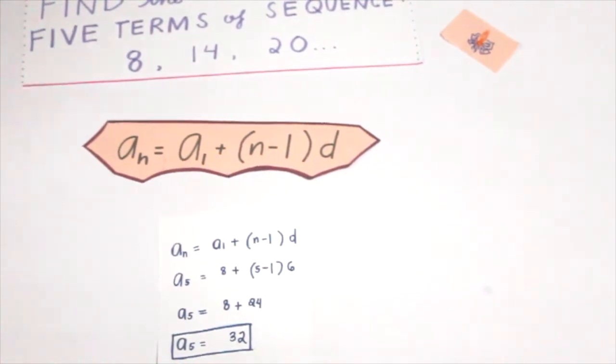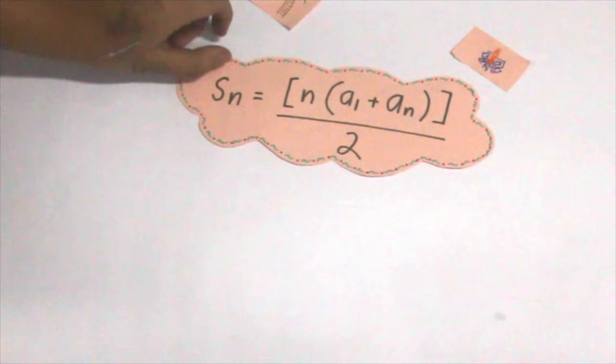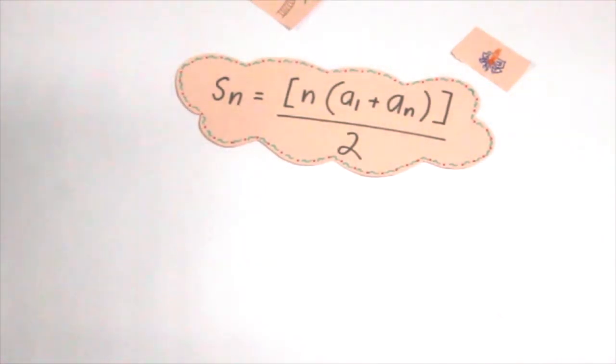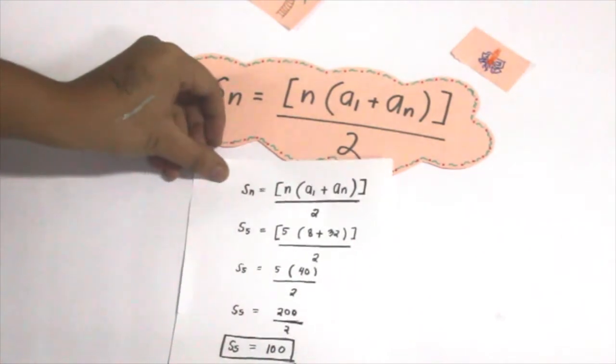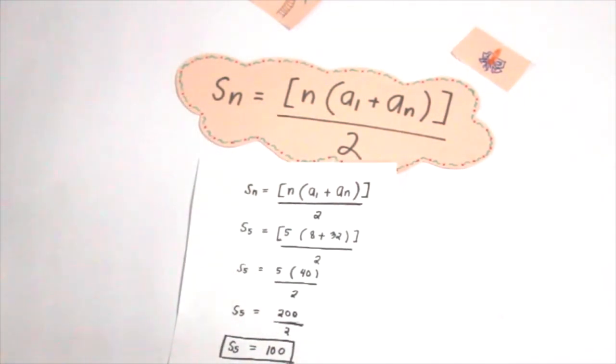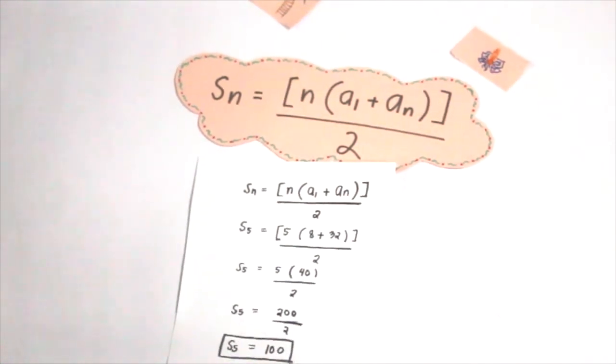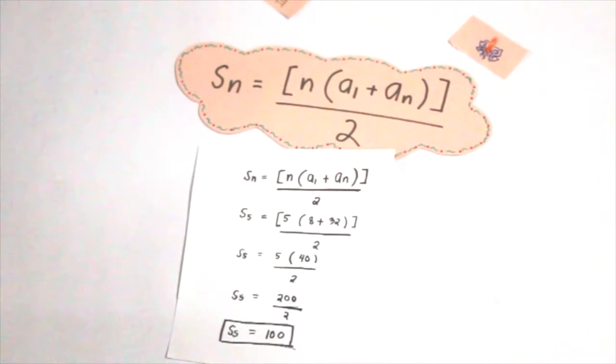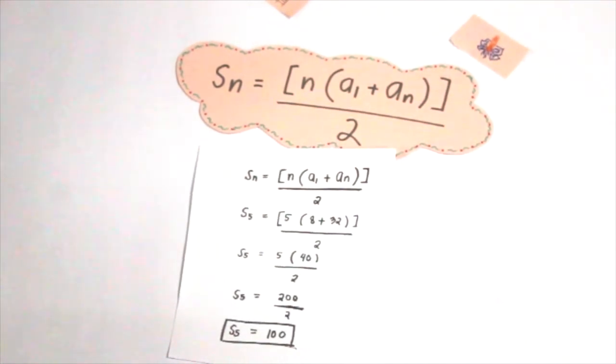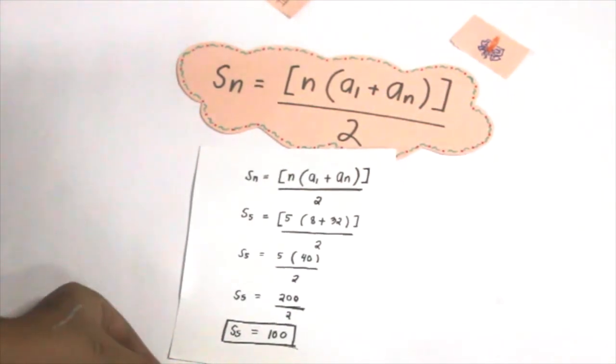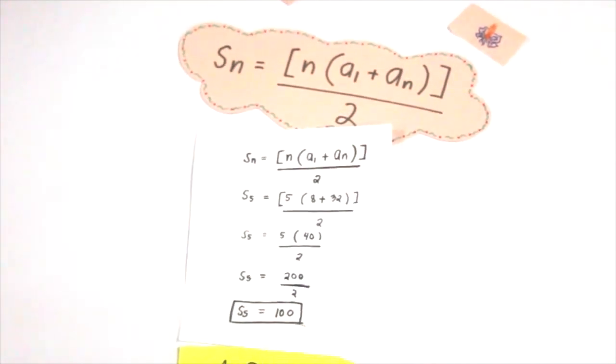Now we move on to our solution for series. Since we now have our value for a sub 5, we can plug it in the formula along with the other needed values. Our equation is now 5 times 8 plus 32 over 2. We will evaluate this equation now. The 8 plus 32 is equal to 40, 40 times 5 is equal to 200, and the last step is to divide 200 by 2, giving us the final answer of 100.